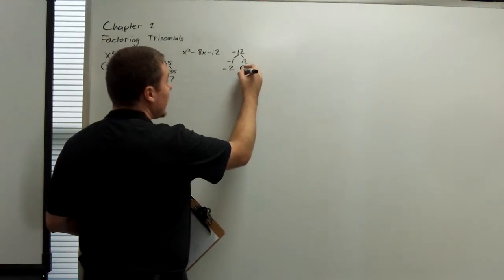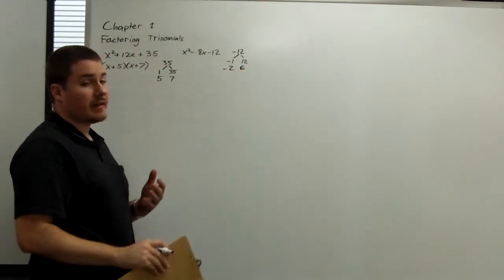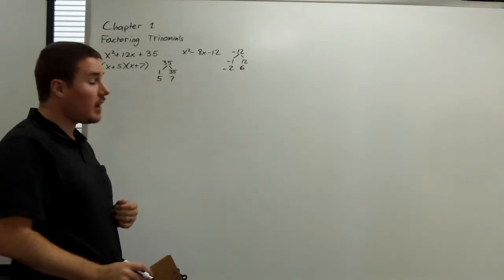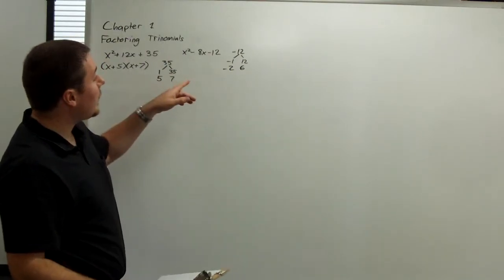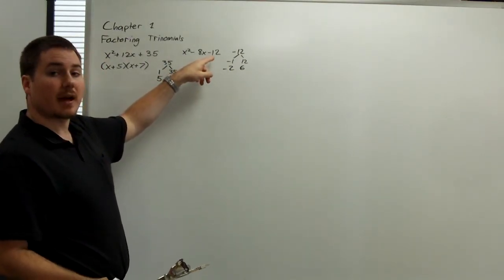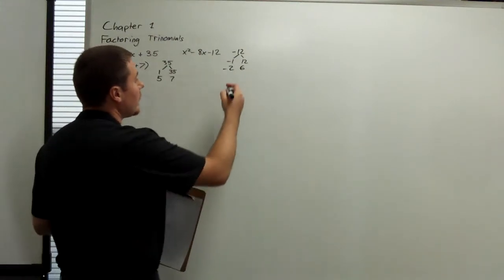Negative 2 and 6. Well, negative 2 and 6 might seem like a promising lead because 2 and 6 are 8. So maybe negative 2 and negative 6 are negative 8. But that wouldn't give us the proper product of negative 12. So we need to keep looking.